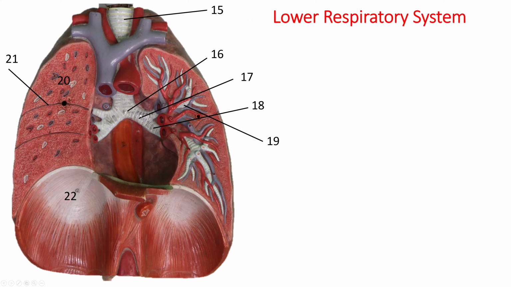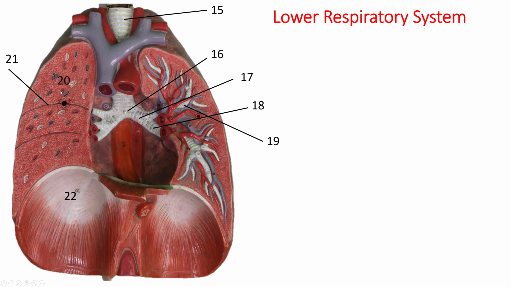Number 18, 17 was primary, 18 would be secondary left bronchus. And then 19 here would be tertiary, right? Because it's branching off, assuming it's, yeah, it looks like it's branched before. So tertiary.